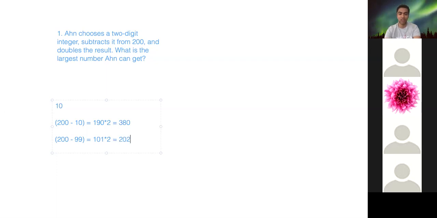So that's clearly smaller. But if we just think about the two-digit number as, let's call it A. So now 200 minus A is what we get when we subtract it from 200. And when we double it, we multiply this by 2. So we get 400 minus 2A as the value. So now we want to make this as large as possible. If we want to make 400 minus 2A as large as possible, does A need to be a small number or a big number?